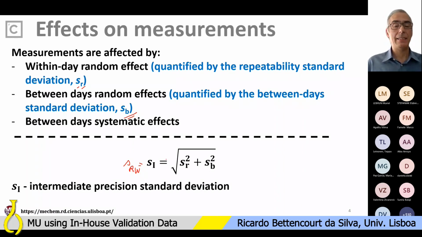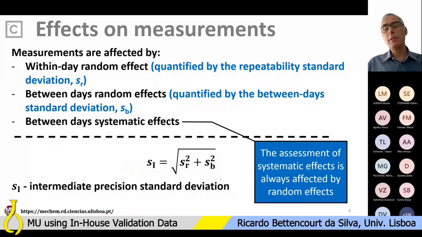And this standard deviation is in fact a combination of the repeatability and the between-days variance. And this term is very important for uncertainty evaluation.